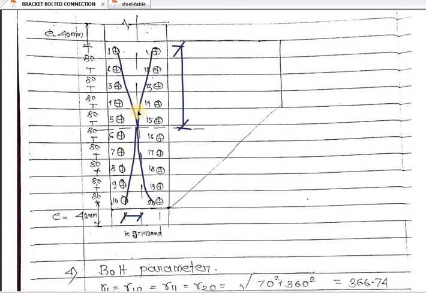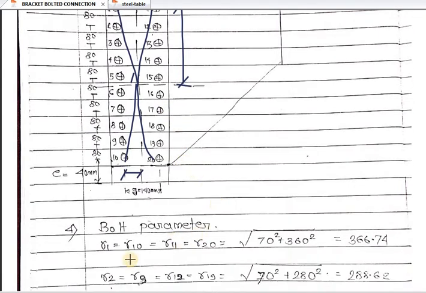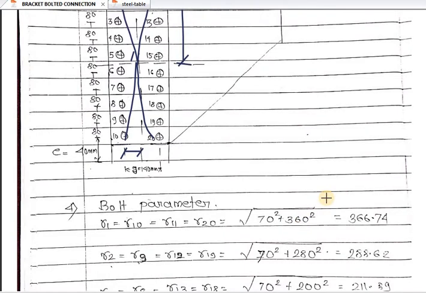What about the theta made for this? We make this theta here, this will be the angle theta. R1, R10, R11, R20 are the same distances. Square root of 70 squared plus, after addition of 4 times 80 and plus 40, it comes to be 360. So 70 squared plus 360 squared, it comes to be 366.74.